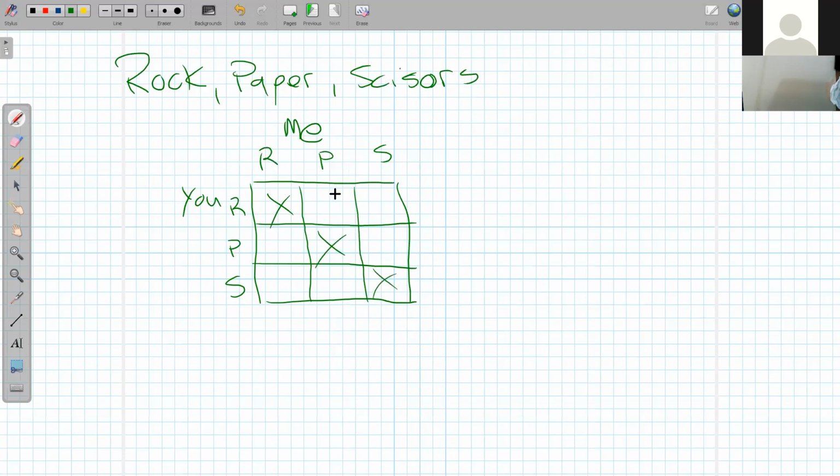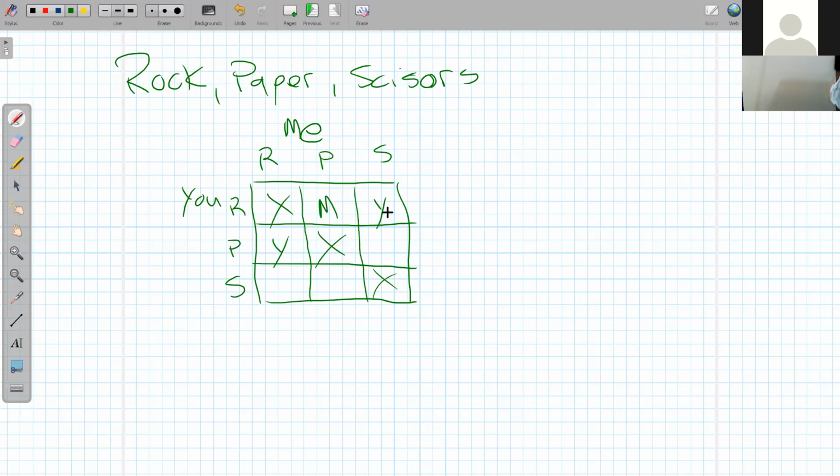Paper versus rock. Let's see, paper covers rock, right? So that's a me. Rock crushes scissors, so that would be a you. Rock versus paper, let's see, paper covers rock, that would be you. So I can go through this and figure out what's going on. Is rock, paper, scissors really fair?